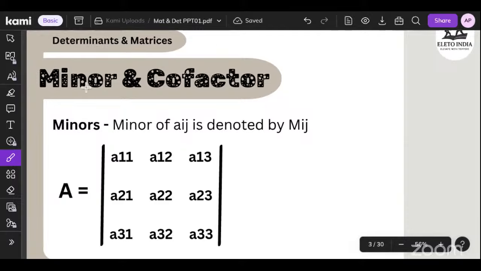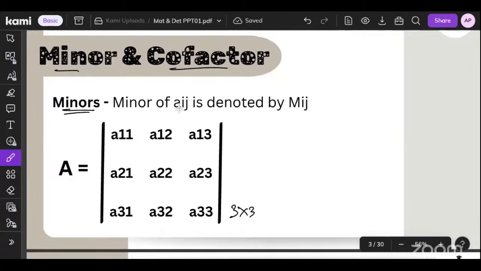Let us talk about the minors and then cofactor in a matrix. First of all, what is minor in a matrix? A matrix can be determined like this, like a11, a12, a13. Accordingly, this is a 3 cross 3 matrix. What is aij here? According to the matrix A, i is the value from 1, 2 and 3. j is also 1, 2 and 3.